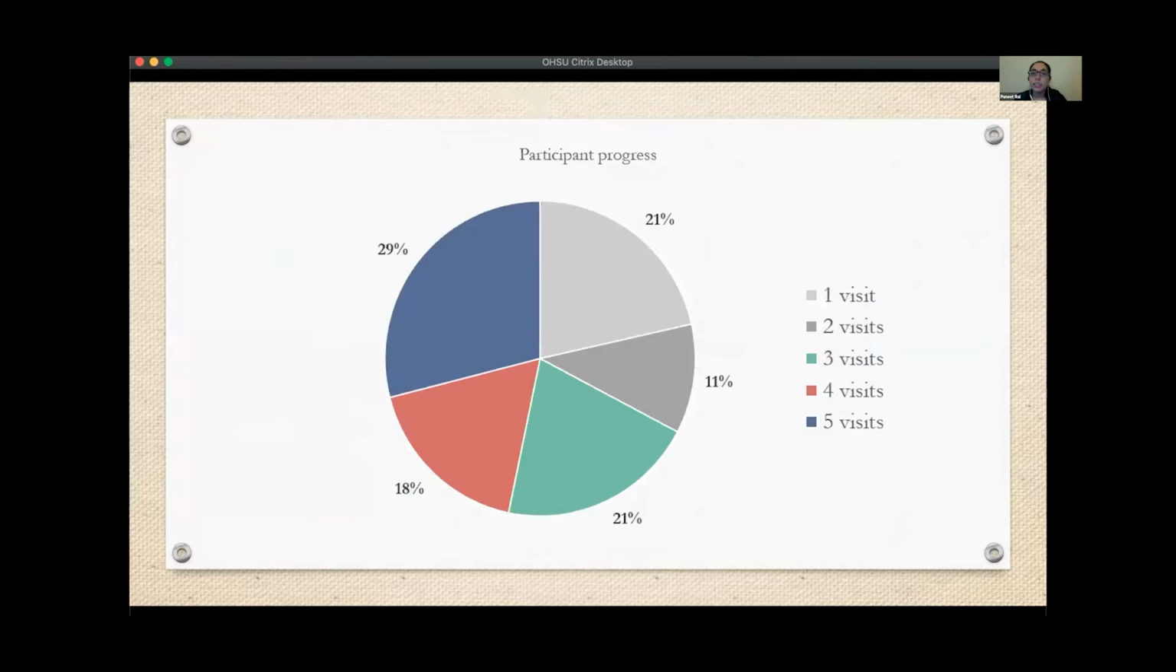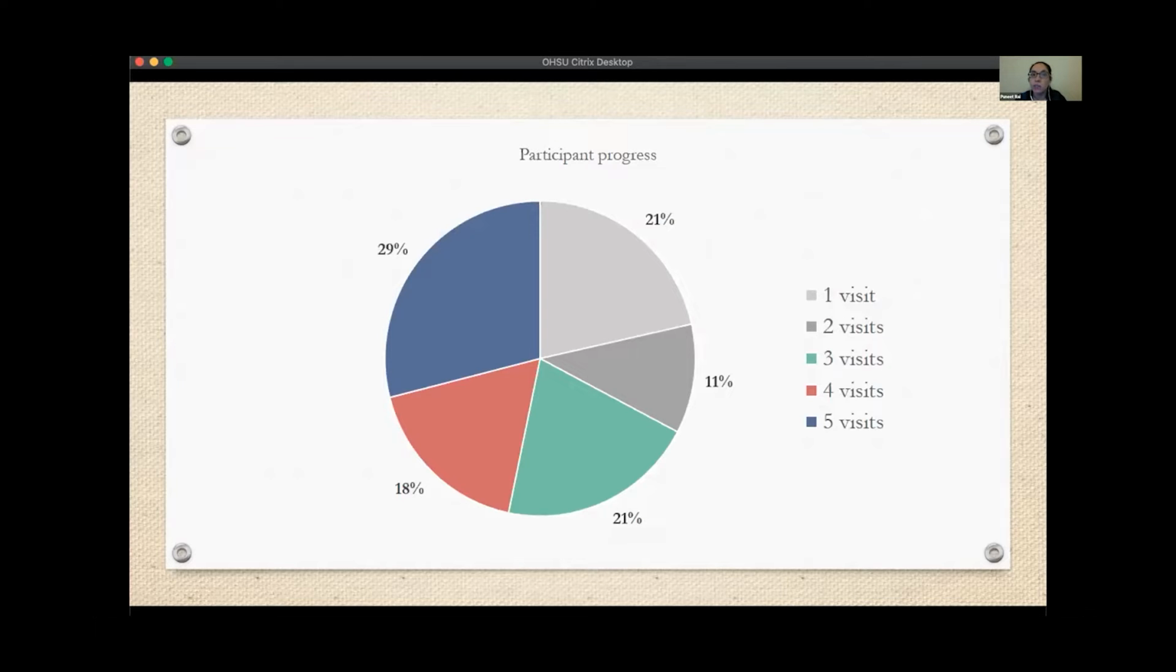And here's where our participants are at in the study. So about 21% of them have completed one visit so far. 11% have completed 2 visits, 21% have done 3 visits, 18% have done 4 visits, and 29% have done 5 visits. And those are the participants who are furthest along in the study.